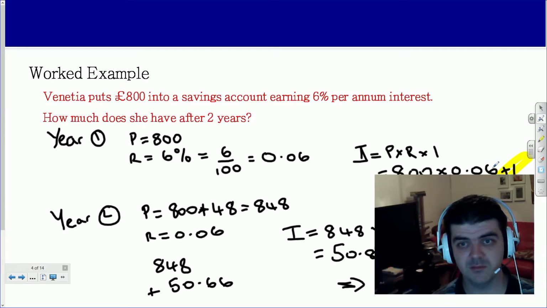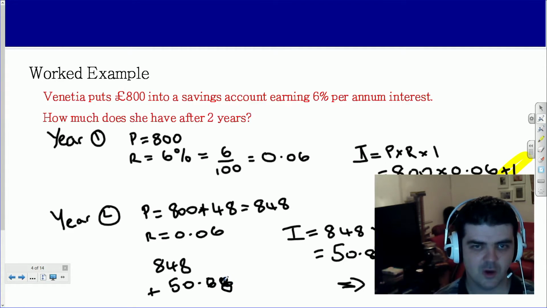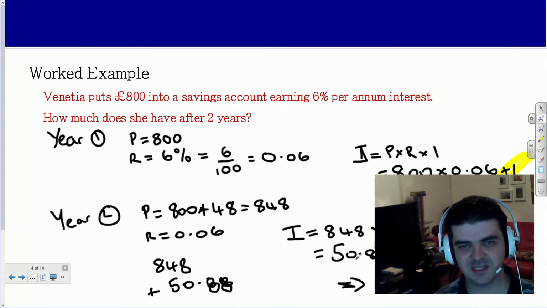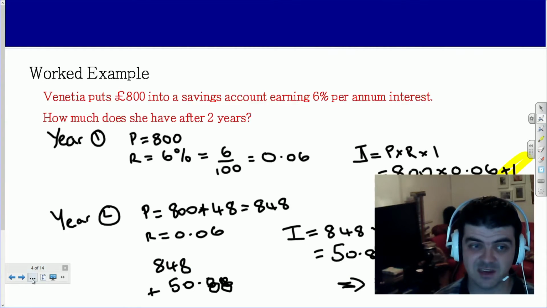If I have 1 apple, 1 multiplied by an apple, still an apple. You know, you're not really changing it. When I do that, I got my £48. From year 2, I took my original principal sum, which was 800, and added on my £48 to get £848. Rate of interest was exactly the same, and I got £50.88. Oh, spotted it. An awesome mistake down here. This isn't £50.66, it's £50.88. Always important to check your work. See that? Happens. If I add £50.88 and my £848 together, I get £898.88, and that's what she has at the end of the second year.